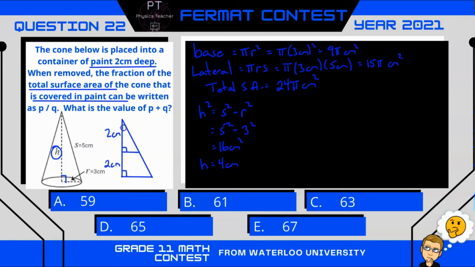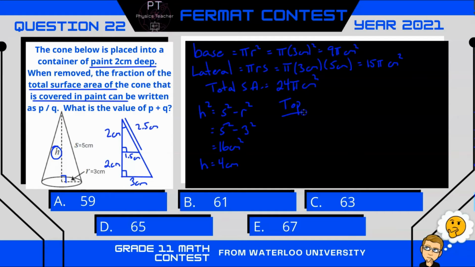And because they share the same top angle, these are both similar triangles with a ratio of 2 to 1. So if this bottom radius is 3 centimeters, this would be 1.5 centimeters. And if the entire side length is 5 centimeters, this portion would be 2.5 centimeters. So now, in order to figure out the surface area of this bottom portion, let's first find the surface area of the top portion.